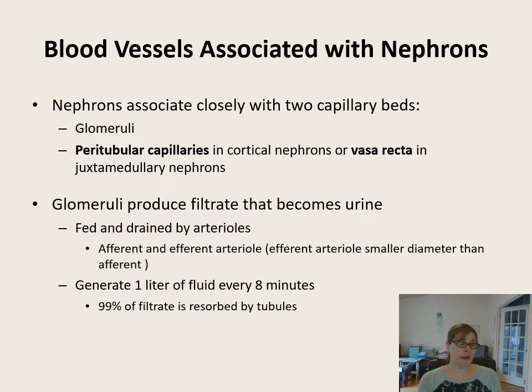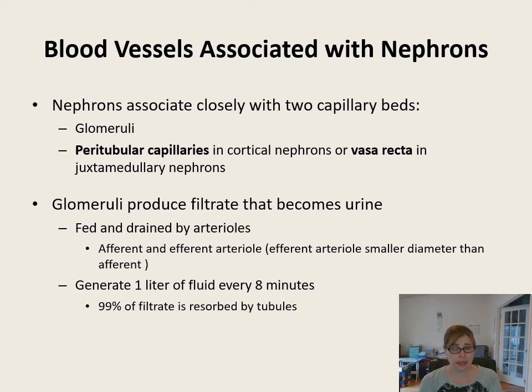So with a loop that long, and again, 981 has a great picture, the capillaries can be straighter. With a short loop, they're going to have to wrap around it, but in a long loop, the vessels can be a lot straighter in order to do the reabsorption and concentration of urine.